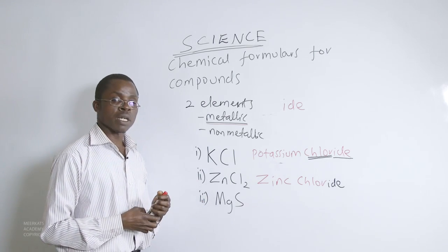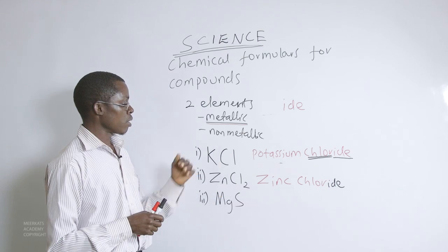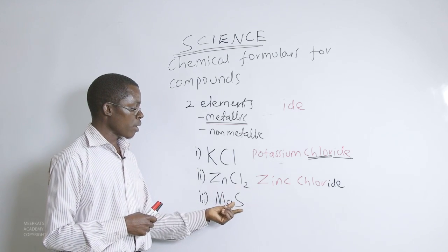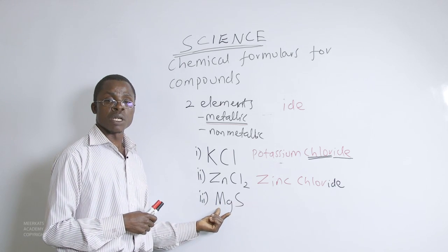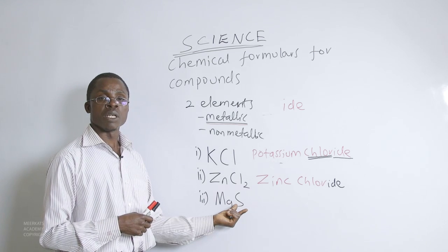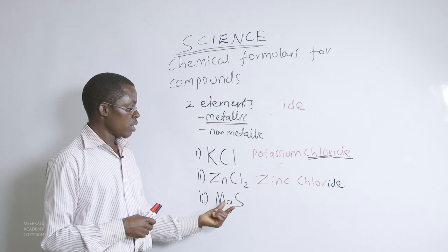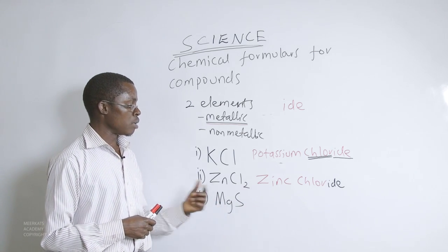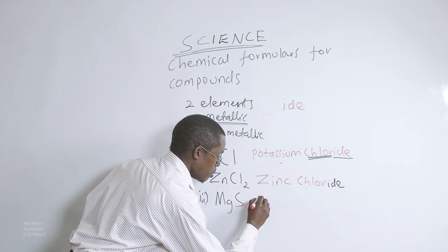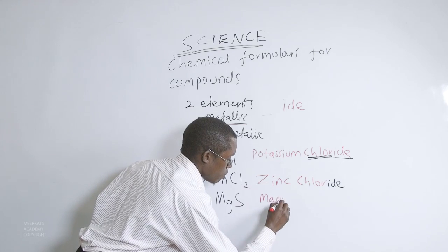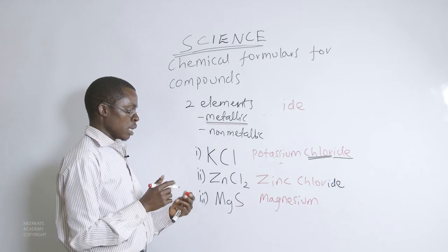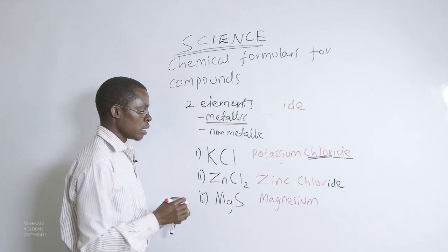Let's look at our third example, which is now different from the others. I didn't want to use chlorine again. Now here we have our metal being magnesium and the non-metal being sulfur. This is a metal, this is a non-metal. Following the rules, first name magnesium in full. Second name, we have it as sulfur.